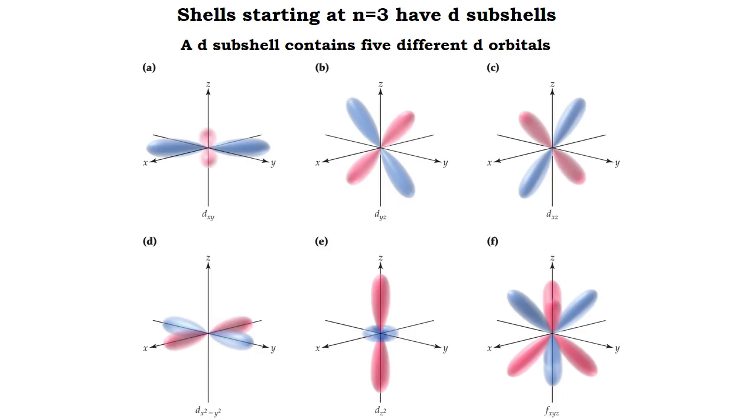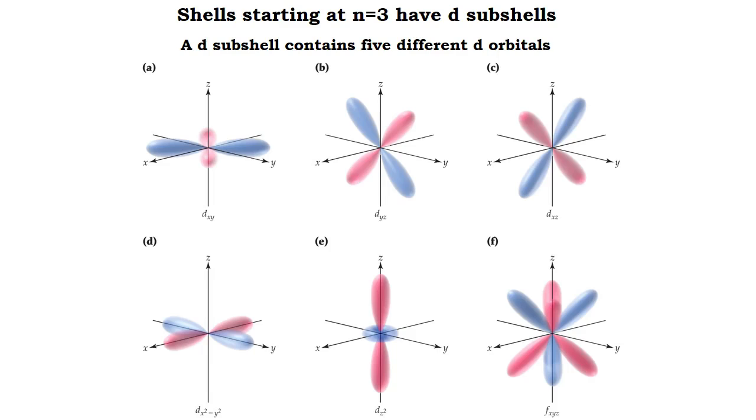These are the 5 different d orbitals. I'm sorry, yeah, d orbitals, and so an S subshell only has 1 orbital, a P subshell has 3, but a D subshell contains 5 different d orbitals. And so you can see those here. The A, B, C, D, and E represent d orbitals. The last one, F, is an F orbital. That's why there are 6 of them shown there.